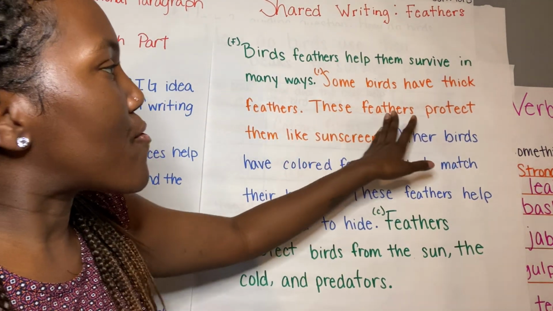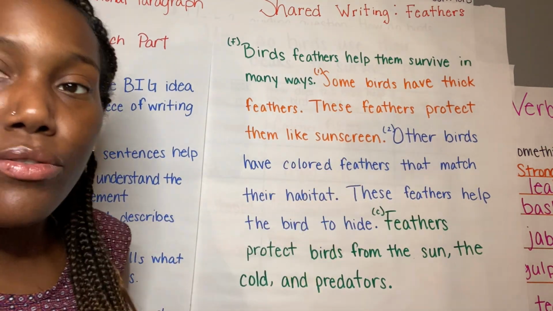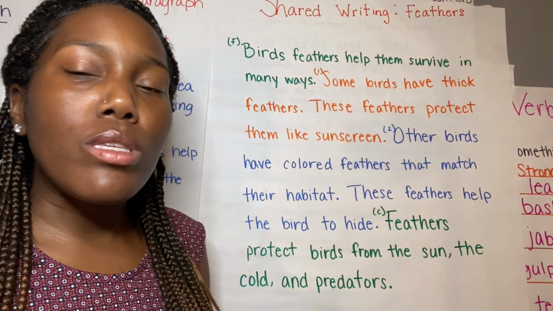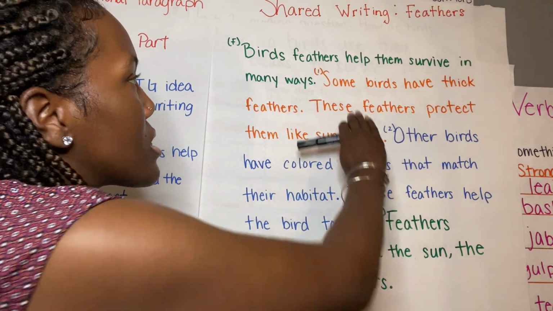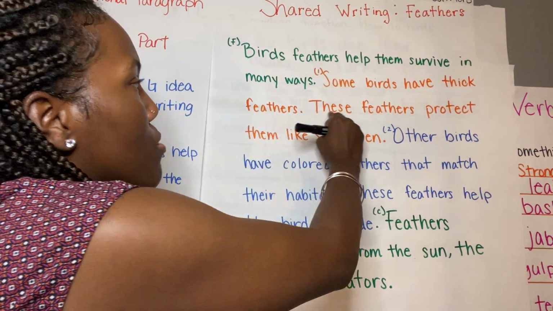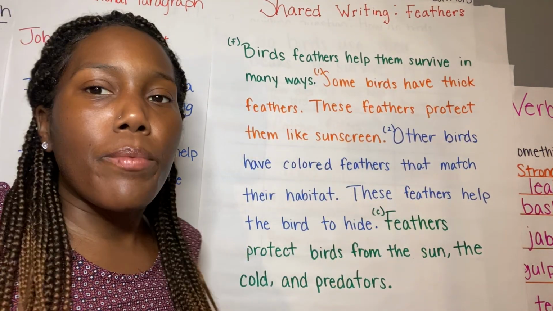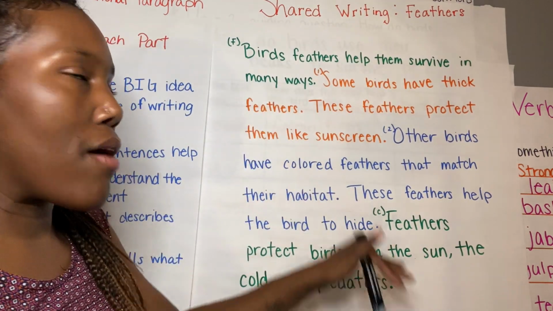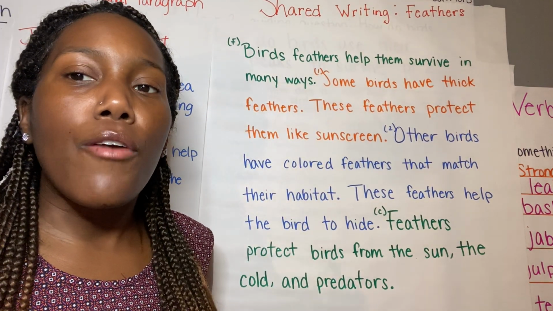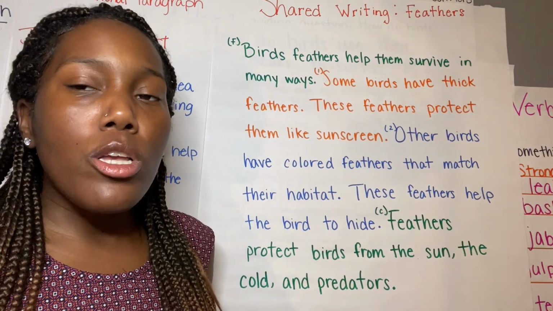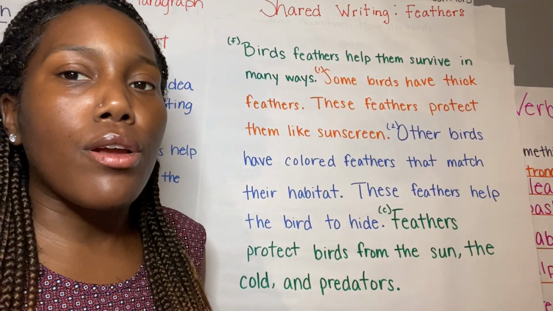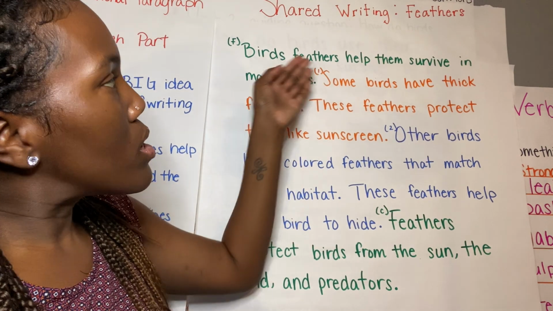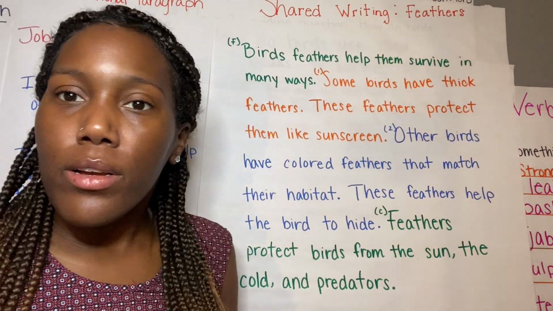It says, these feathers protect them like sunscreen. So we use that first detail to say some birds have thick feathers, and those feathers protect them like sunscreen. That's one way the bird uses feathers to help them survive. So we're supporting our focus statement. We're supporting and giving our reader a reason to explain how birds use their feathers.